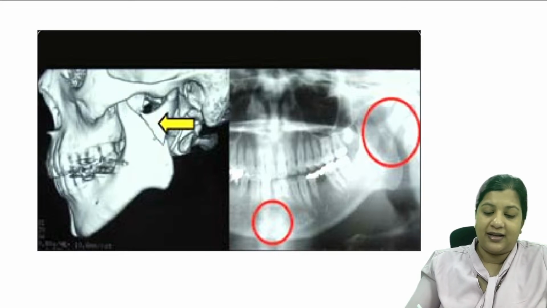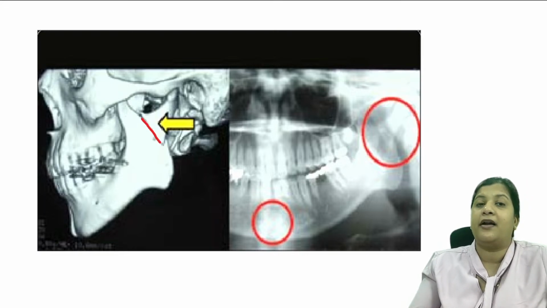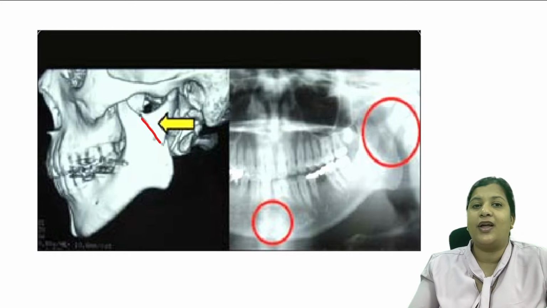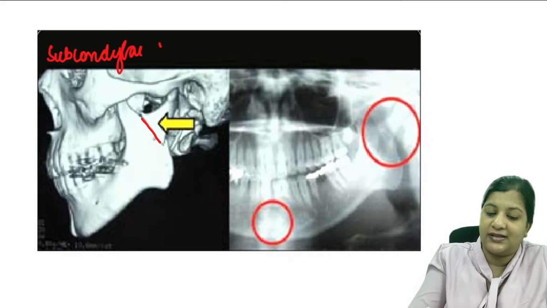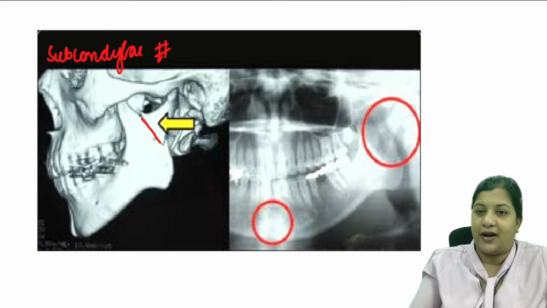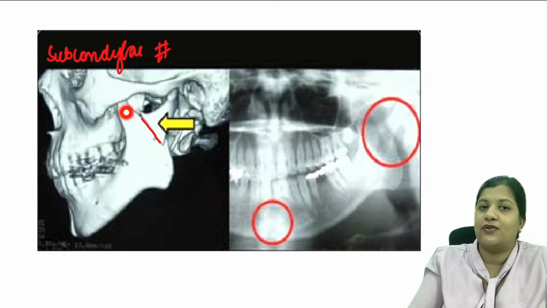You see here that there is a fracture here in the mandible. What is the most common site where you can have the fracture of the mandible? So this is going to be your subcondylar fracture, which is the most common site of fracture of the mandible. So this is your coronoid process of the mandible, and this is the condylar process of the mandible. In the subcondylar region, this is the most common site because that's the weakest site of the mandible.